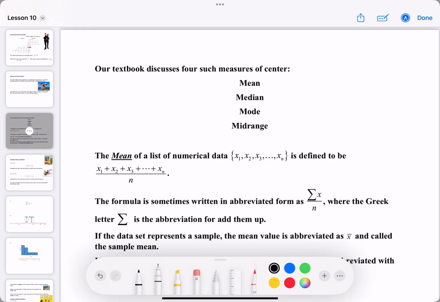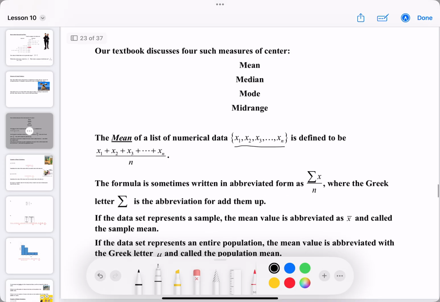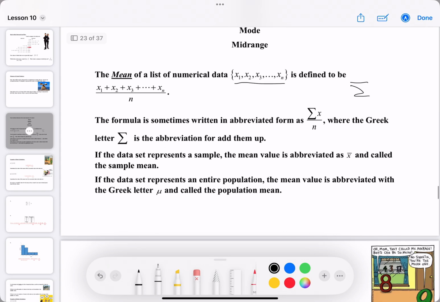First one is mean. The mean of a list of numerical data is defined to be this. On the top of this fraction is the sum of all of the data, divided by how many data values we have. Totally we have n values in this data set, so divided by n. The formula is sometimes written in an abbreviated form as sigma x over n. This notation we call the sigma. It's a Greek letter that means add up all of the data.